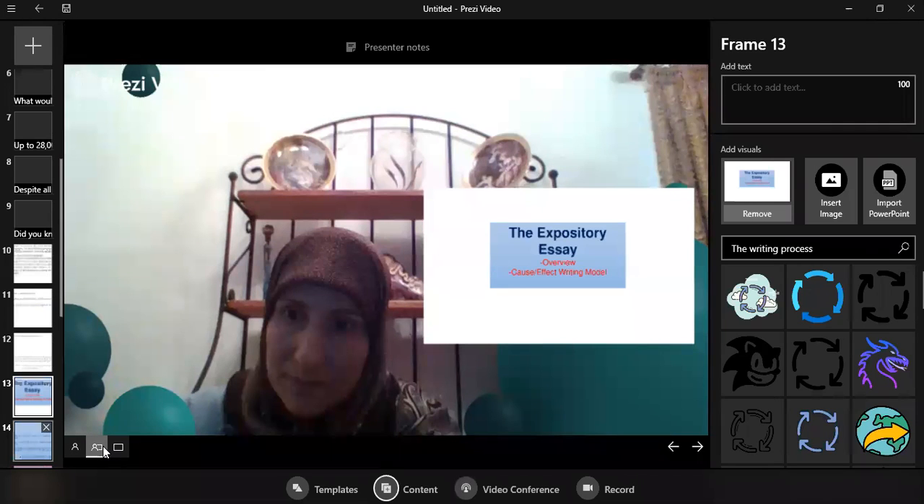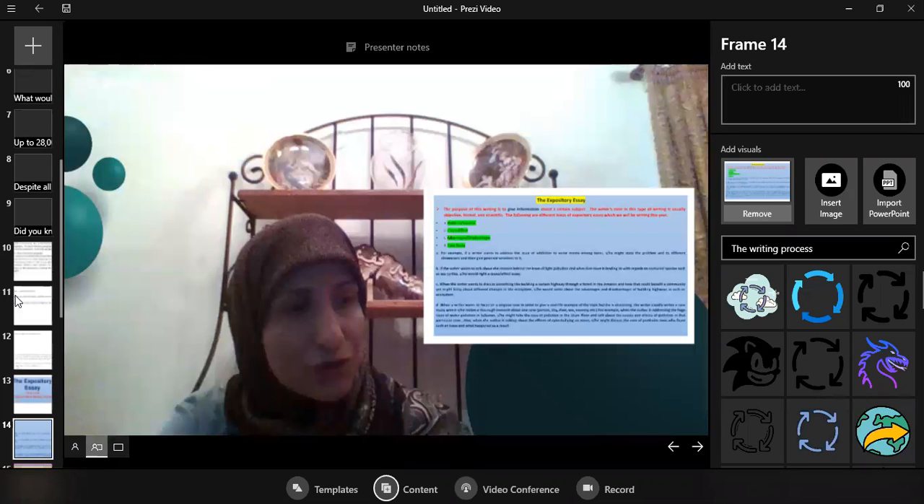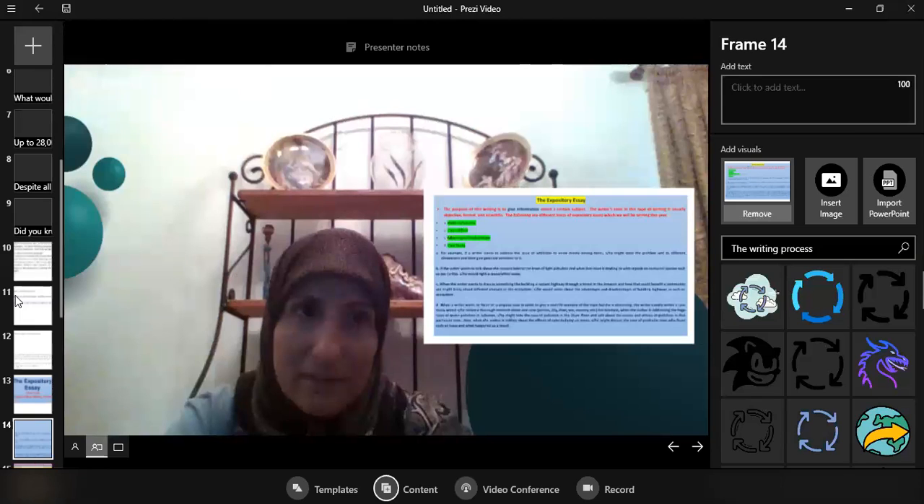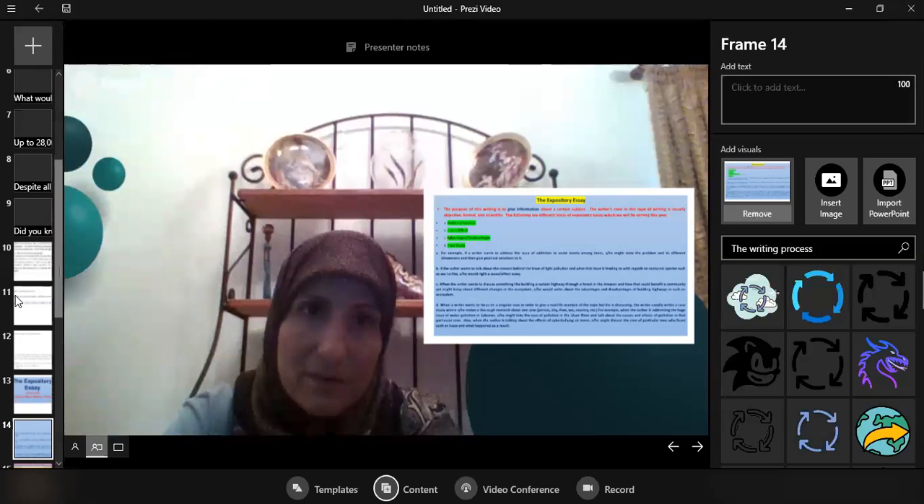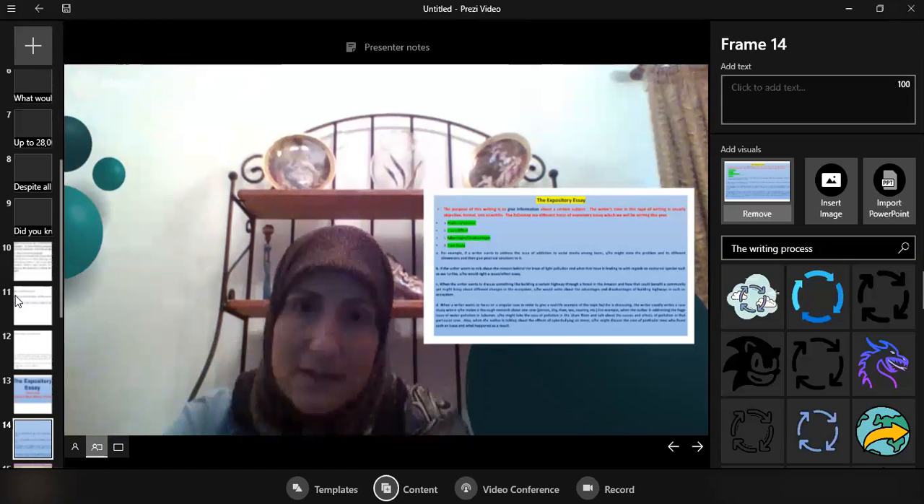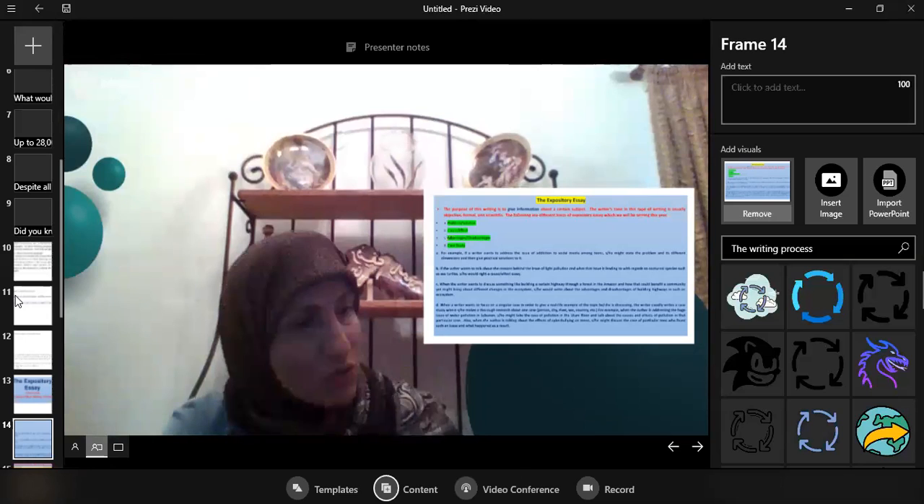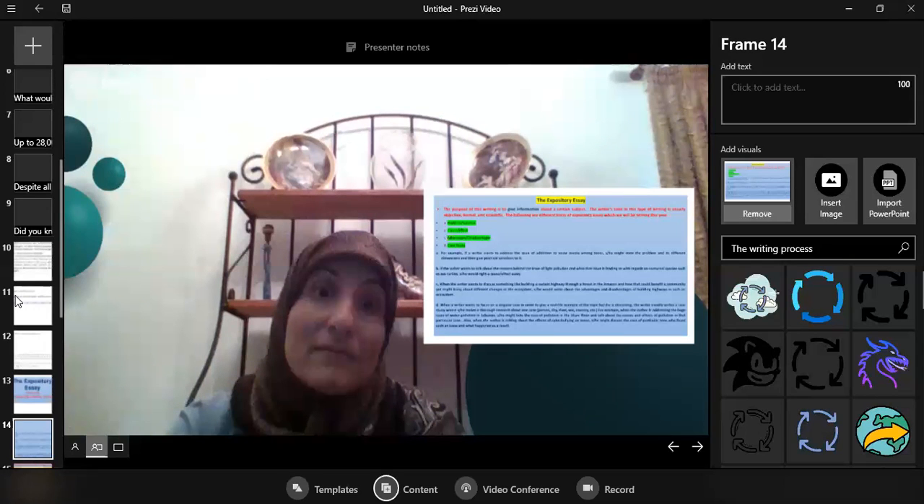We're going to start with a cause-effect essay. Again, the purpose of this writing is to give information about a certain subject. The writer's tone here is generally what? Let's see who has been listening. Hassan, when you write an expository essay, how should your tone be? Or how is the author's tone generally? Hassan, are you with us? Rama, how should your tone be when you are writing an expository essay? Hamad? Yes, how is the tone, generally, in an expository essay? Informative. Yes, informative, neutral, objective, scientific.